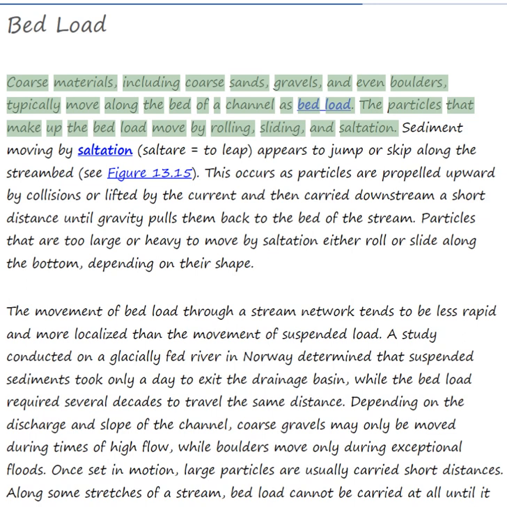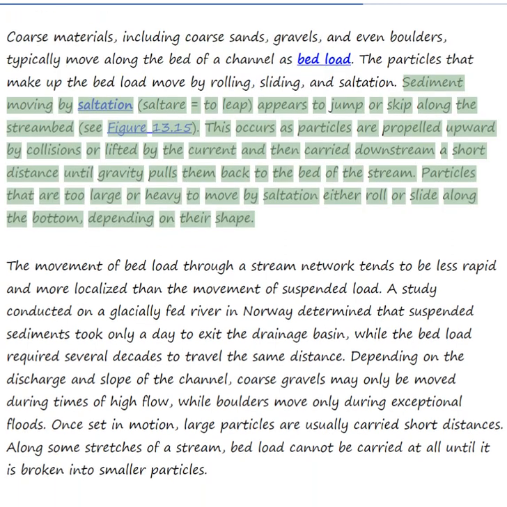Bed load. Coarse materials, including coarse sands, gravels, and even boulders, typically move along the bed of a channel as bed load. The particles that make up the bed load move by rolling, sliding, and saltation. Sediment moving by saltation appears to jump or skip along the stream bed. This occurs as particles are propelled upward by collisions or lifted by the current and then carried downstream a short distance, until gravity pulls them back to the bed of the stream.